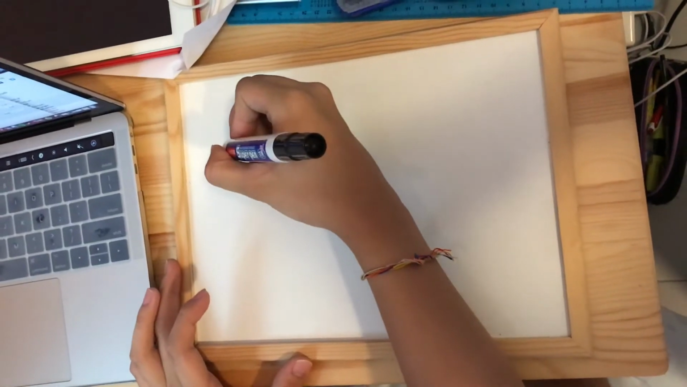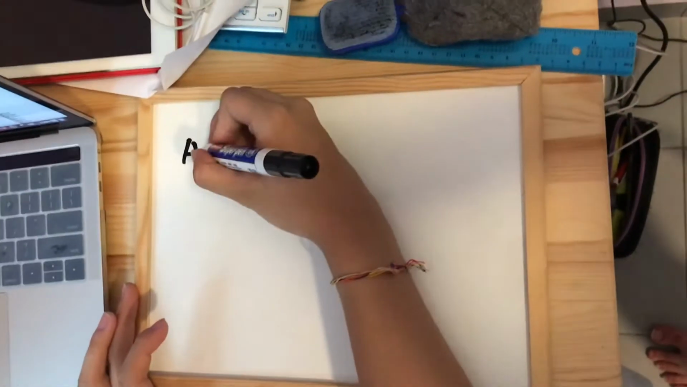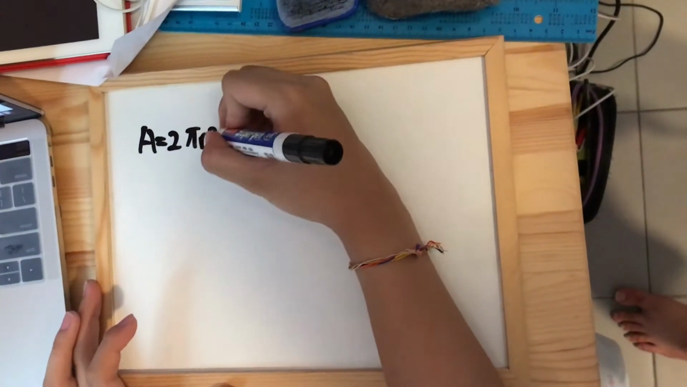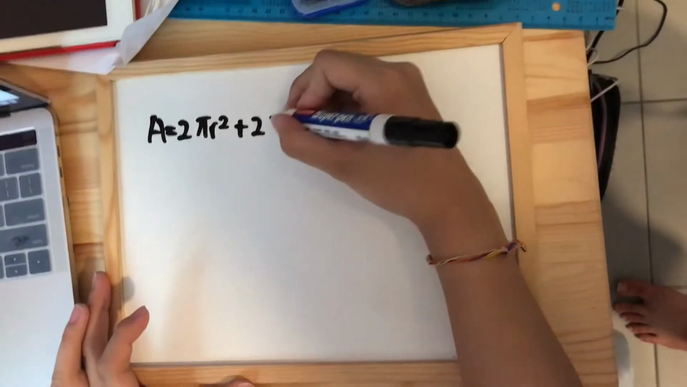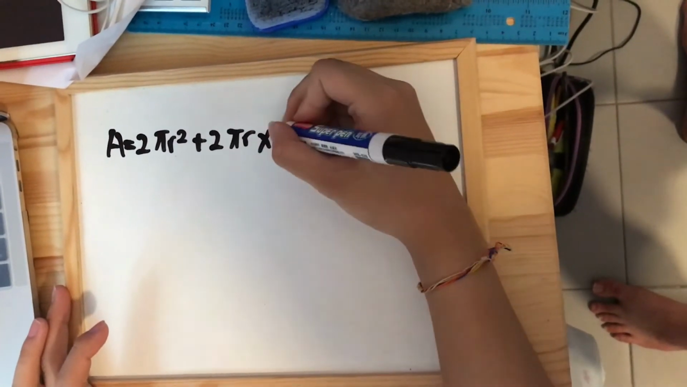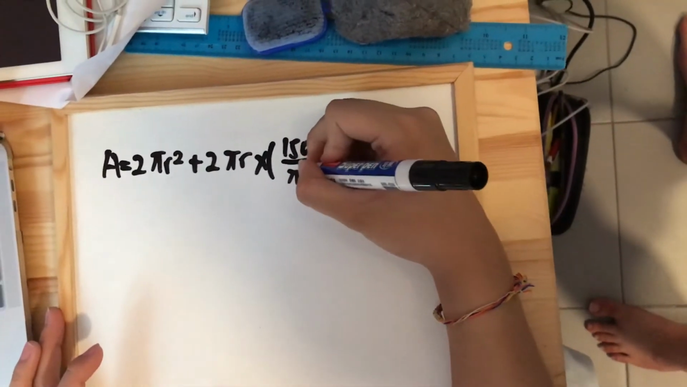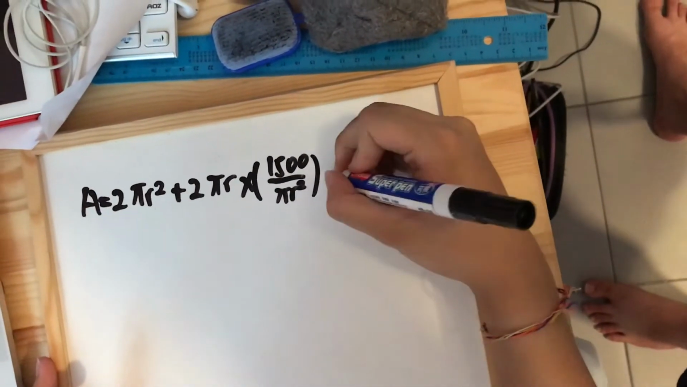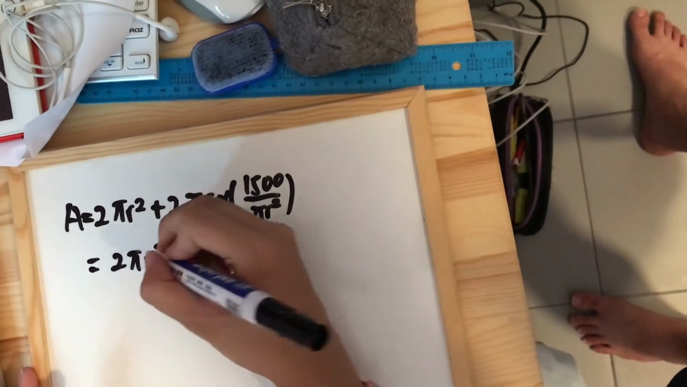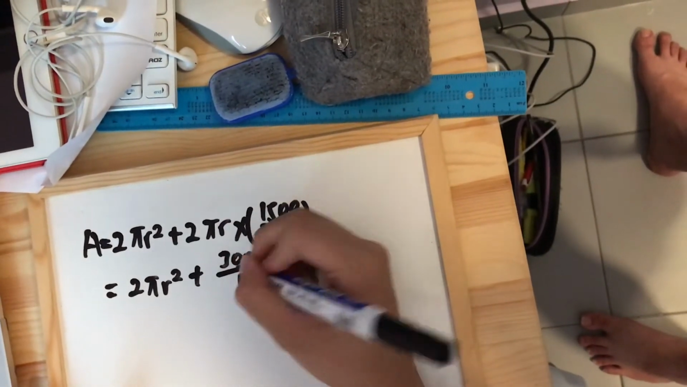We are now able to express A as a function of just one variable, which is r. So therefore, we are able to solve for r. h equals 1,500 over pi r squared. Therefore, A equals 2 pi r squared plus 2 pi r multiplied by 1,500 over pi r squared, which is equal to 2 pi r squared plus 3,000 over r.